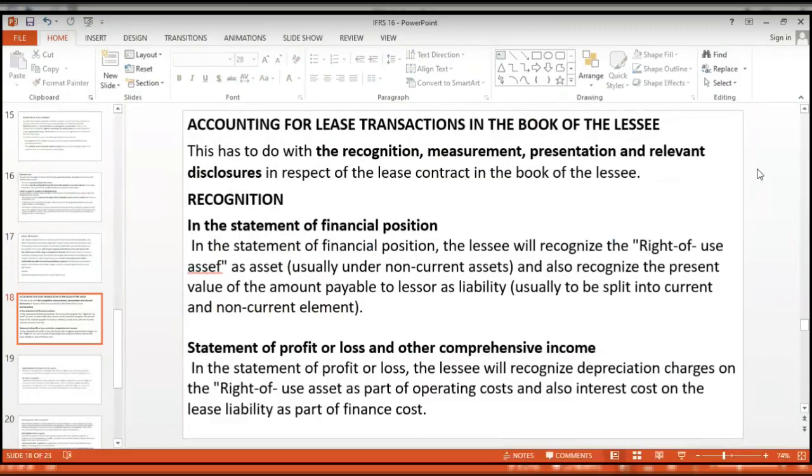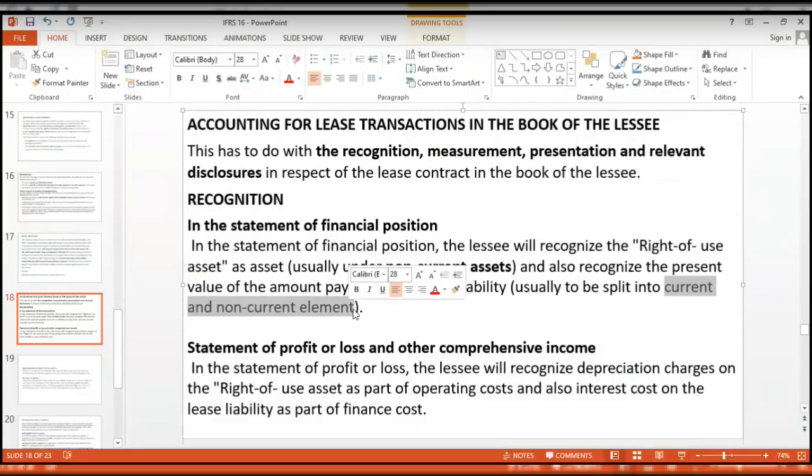In the statement of financial position, there has to be recognition. In the statement of financial position, the lessee will recognize the right of use asset, that is, there is going to be an asset, usually under non-current assets. You can see it as a non-current asset, and also recognize the present value of the amount payable to the lessor as a liability, usually to be split into current and non-current liability. We will see that done shortly. So, the statement of profit or loss and other comprehensive income.